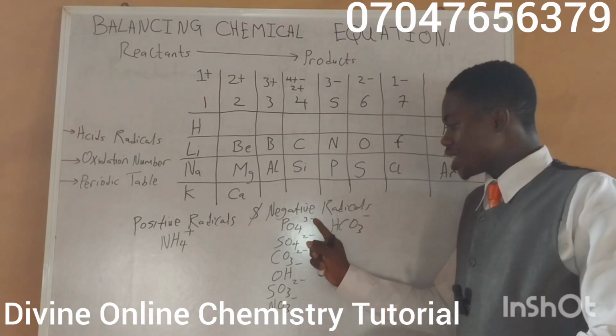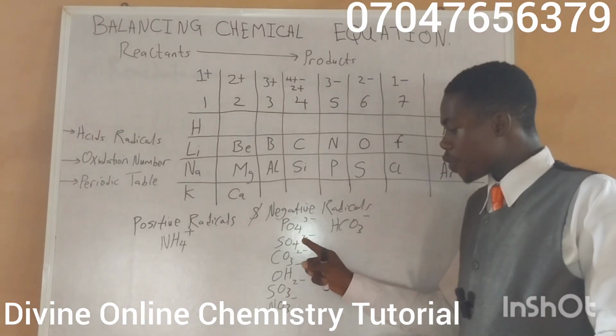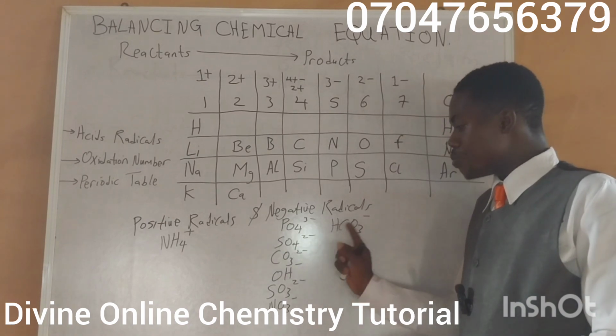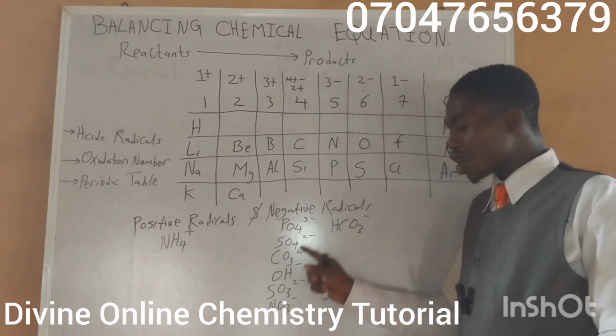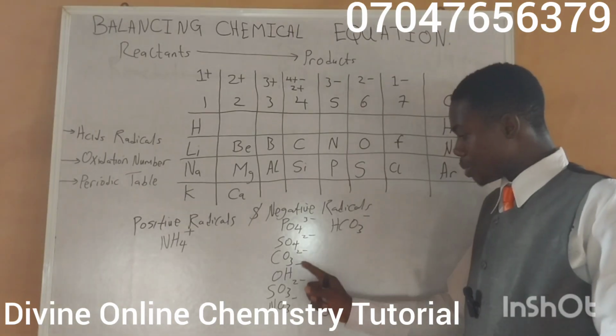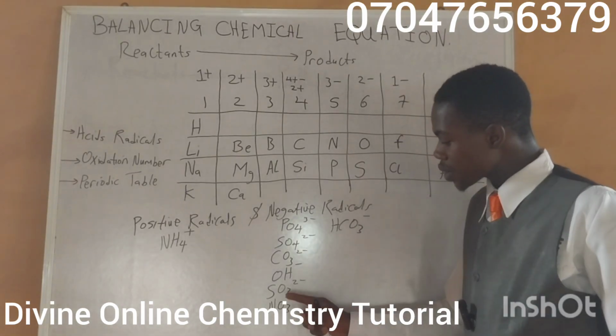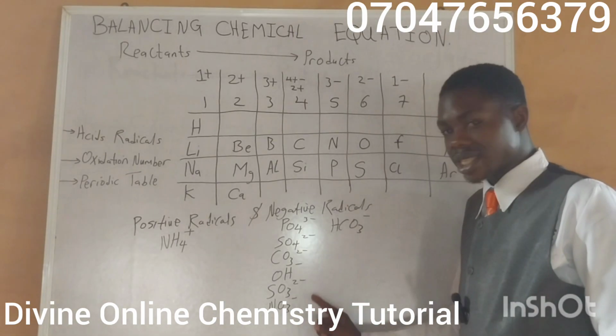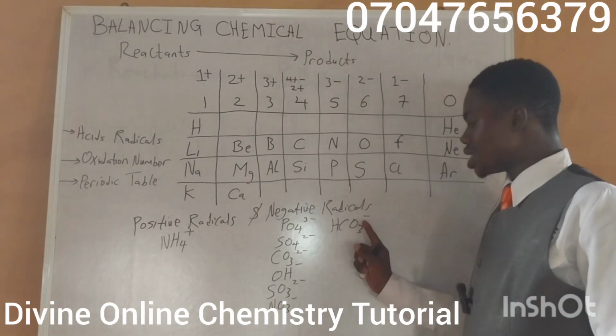Tetraoxophosphate(V), now the charge is what? 3 minus. SO4, tetraoxosulphate(VI), 2 minus. CO3, trioxocarbonate(IV), 2 minus. Take note, OH, hydroxide ion. So please take note of what? Of that charge. SO3 2 minus, NO3 minus, HCO3 minus.